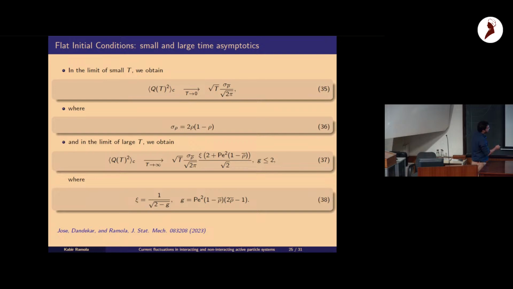But at very, very large times, we are able to show that you again get this square root t behavior, but with a modified prefactor, which has both the effects of the Peclet number as well as the effects of activity, so of the density as well. And it also has this correlation length that diverges, which also appears in the current fluctuations. So this was exactly shown before, that the correlation length diverges at some point, which is given by this point. And so this is what we see.